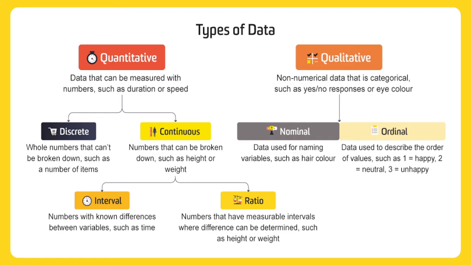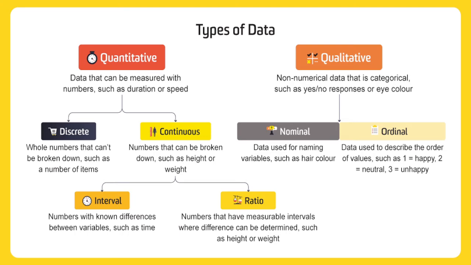And when we are moving towards continuous data, it is expressed with some fractions. For instance, height of a child, you can say 3.5 feet, or weight of a person, you can say 80.5 kg, or speed. All those things can be expressed in fractions. So it's continuous data. And here you can see numbers that can be broken down, such as height and weight.